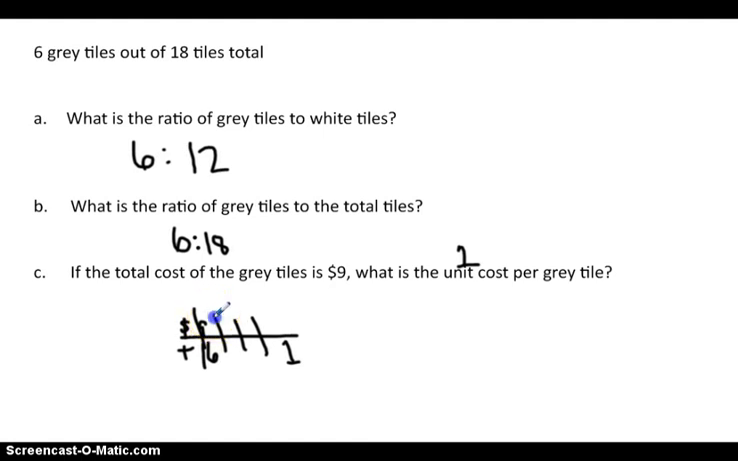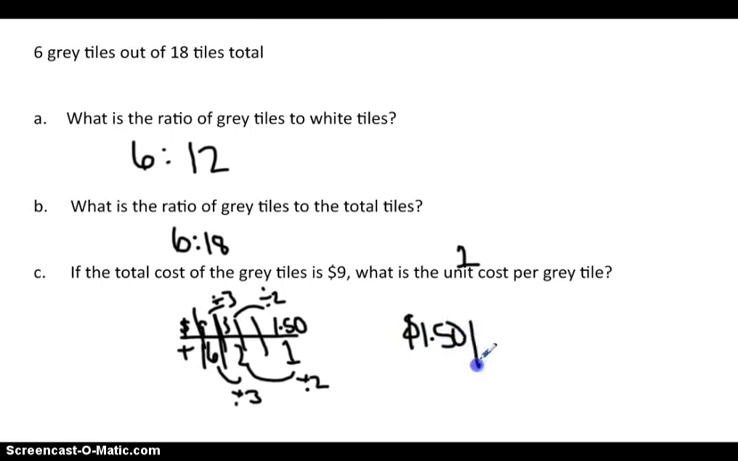So we can go back and see that 9 and 6 have 3 in common. So 9 divided by 3 makes 3. And 6 divided by 3 makes 2. So now we have a little bit smaller number to deal with. So 2 divided by 2 is 1. And if I cut $3 in half, you would understand that half of $3 is $1.50. So it costs $1.50 per tile.